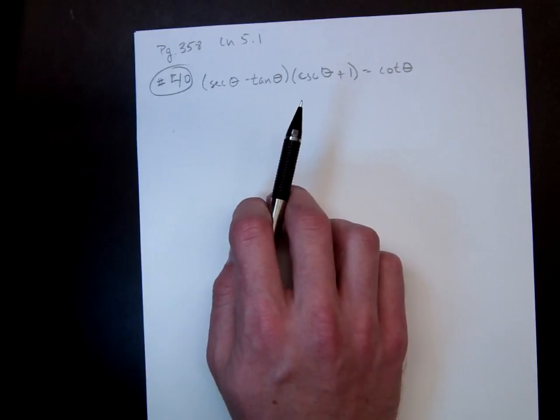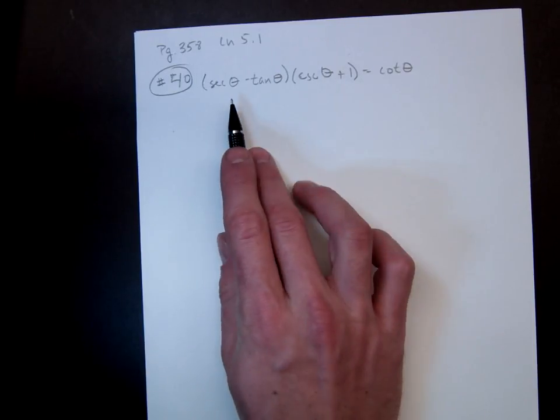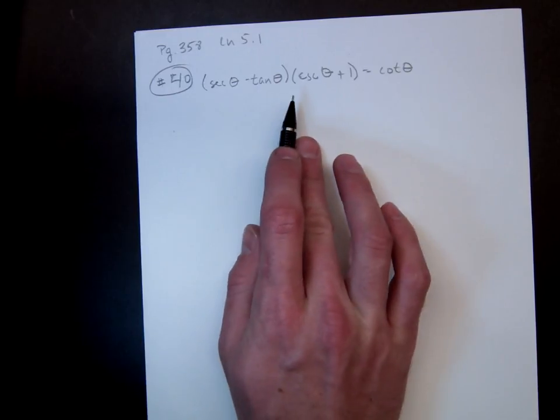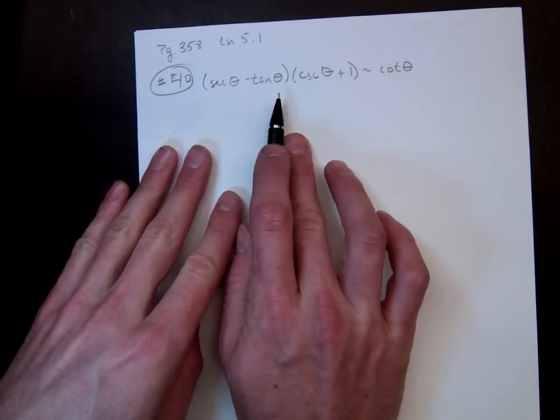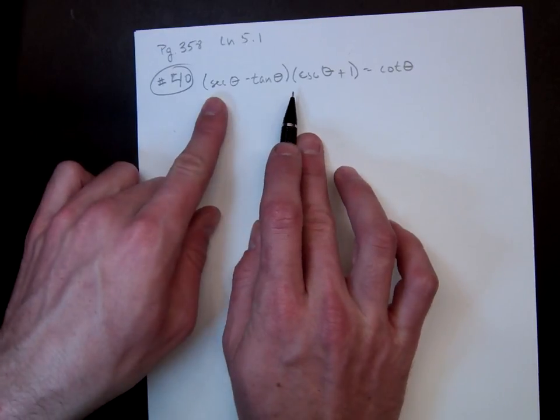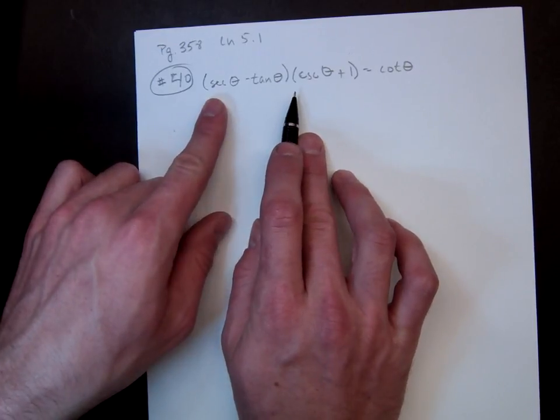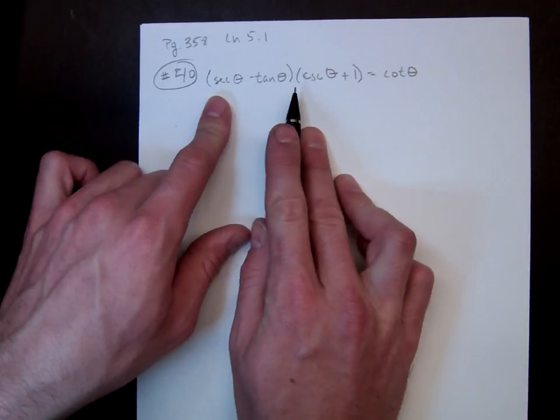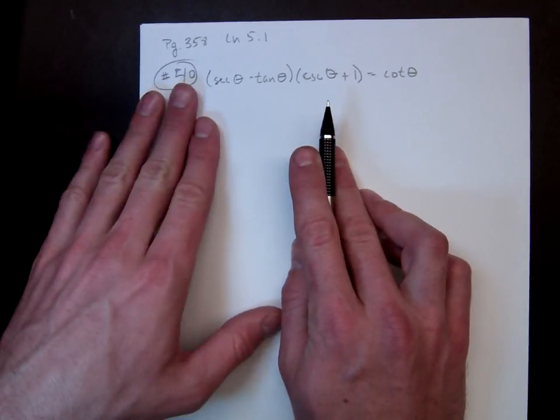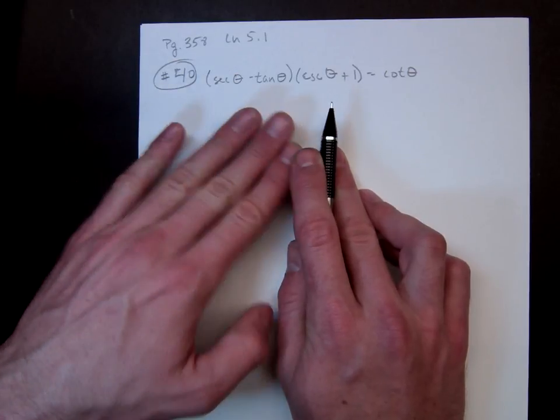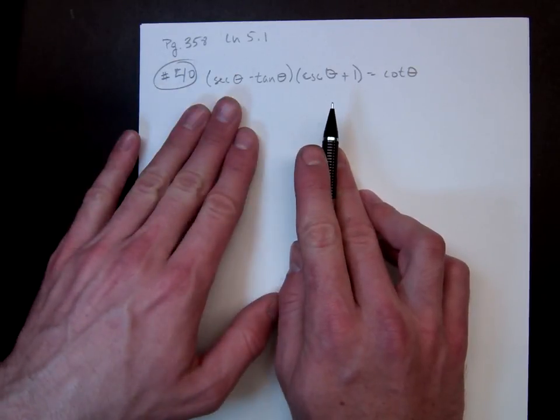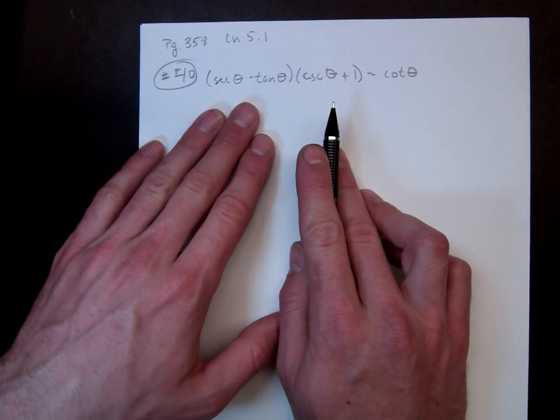Now, looking at this, there's a couple things that come to mind. One, obviously we have a lot of different trig functions. We have 3 different ones. And so your first thought might be to change these all to cosine and sine. There's nothing wrong with that, and you can go ahead and do it. I'm going to wait just because I want to stay away from having to multiply all these different fractions together. So I'm going to multiply them together.